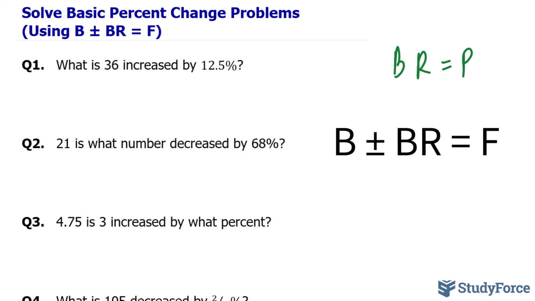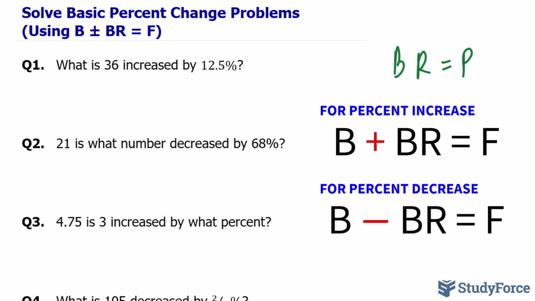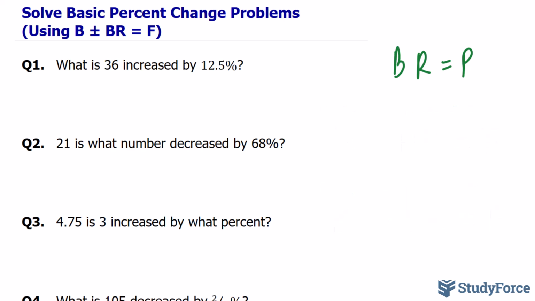When we're dealing with an increase situation, we use the plus version of the formula, and when we're dealing with a decrease situation, we use the subtraction version of the formula. You're more than welcome to replace the letter B with an I for initial if that's how you feel comfortable. So again, going back to our question, we're told that 36 increased by 12.5%. The key word here is increased, so we'll be using the plus version of the formula.